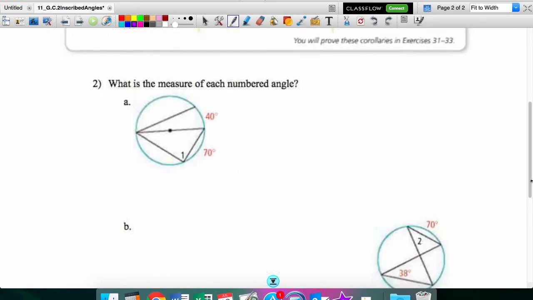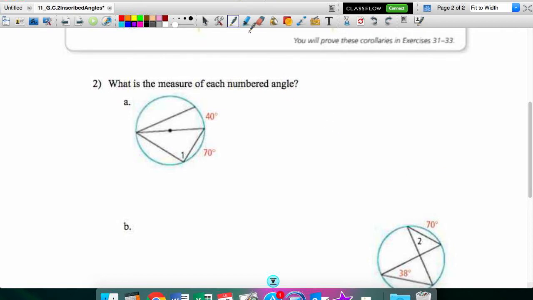All right, problem 2, we have our first example A, where we have a diagram. Looks like we have a triangle within it and another segment within there. We also know two arc measurements. Okay, so we want to find the numbered angle. So we want to find the angle 1.